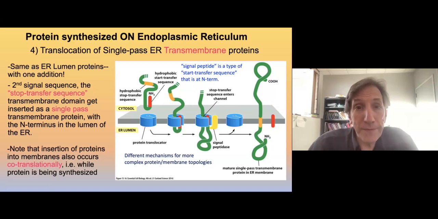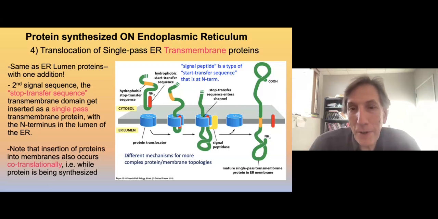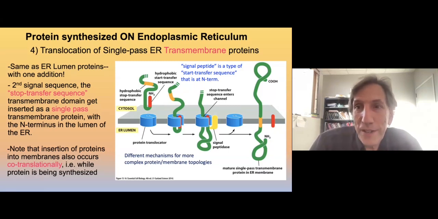So this is Friday's lecture, and we're going to pick up where we left off. Where we left off was talking about how proteins synthesized on the ER get into the ER, or in some cases, partially into the ER. So we talked about ER lumen proteins, that is, proteins that go into the core of the ER, the lumen, and ER single pass transmembrane proteins.